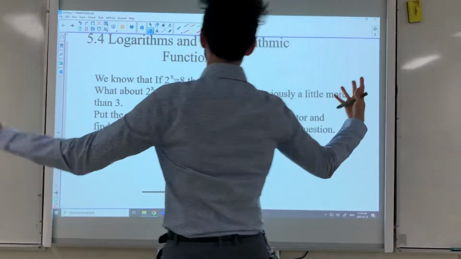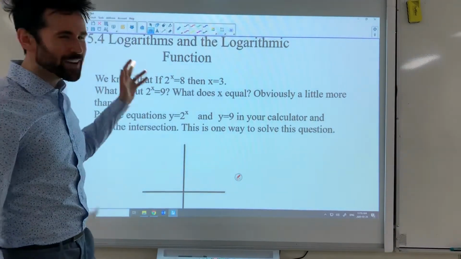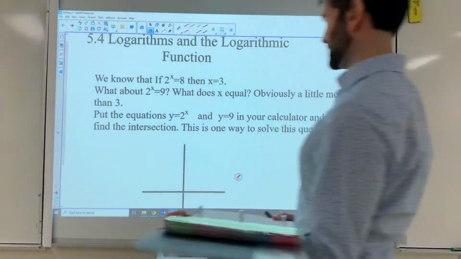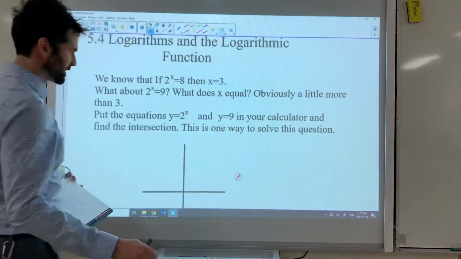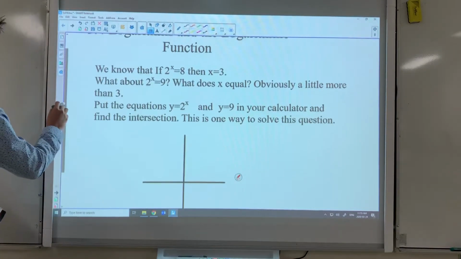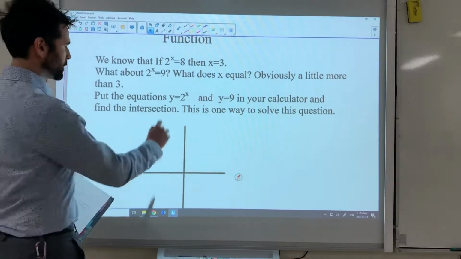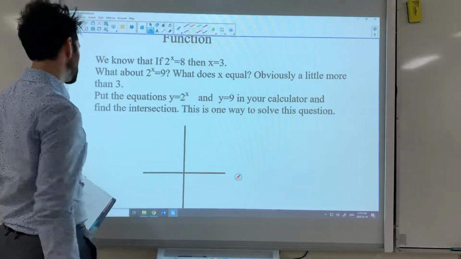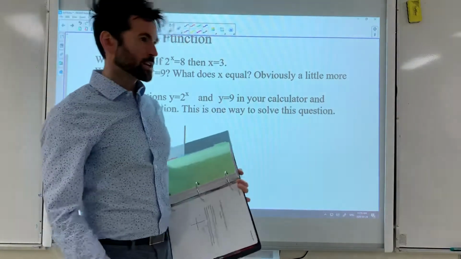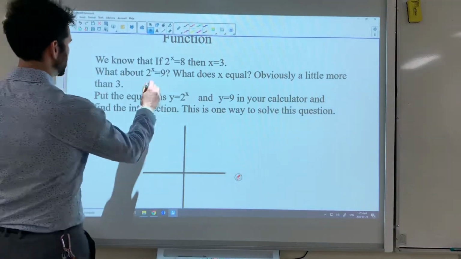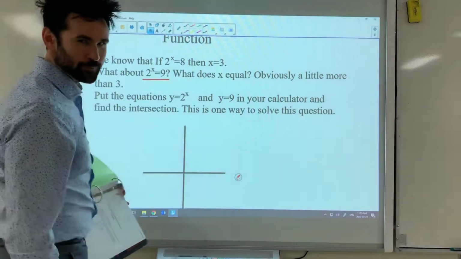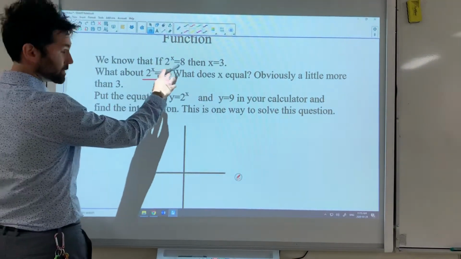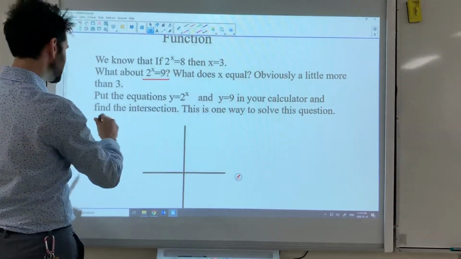All right. Finally, we get to 5.4 logs, and we begin. So, what is a log? Well, let's take a look at this hypothetical situation. We know that if we go 2 to the power of something, we can get 8, right? And x would be 3. Perfect. Well, what about if you had something that didn't work out so nicely? So what about 2 to some power equals 9? How would you figure out what x equals? Obviously, it's going to be a little bit more than 3, right? 2 to the 3 is 8.